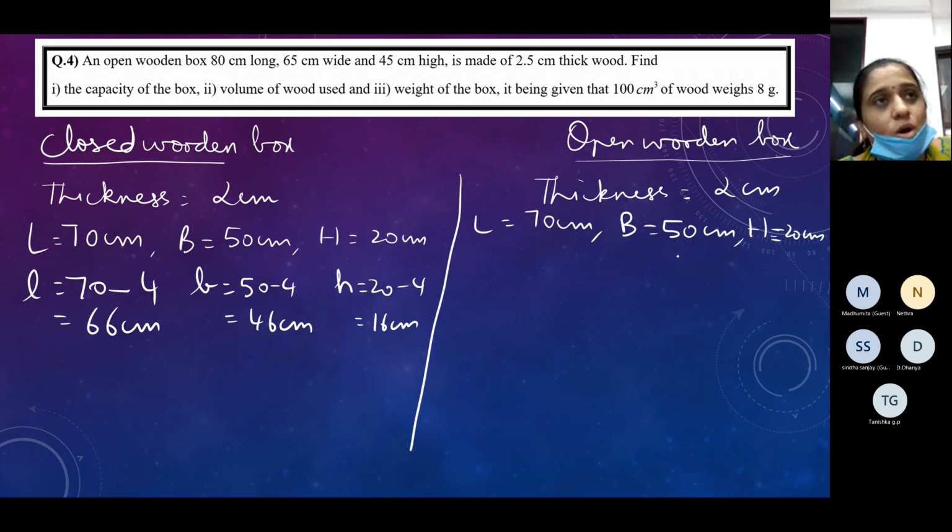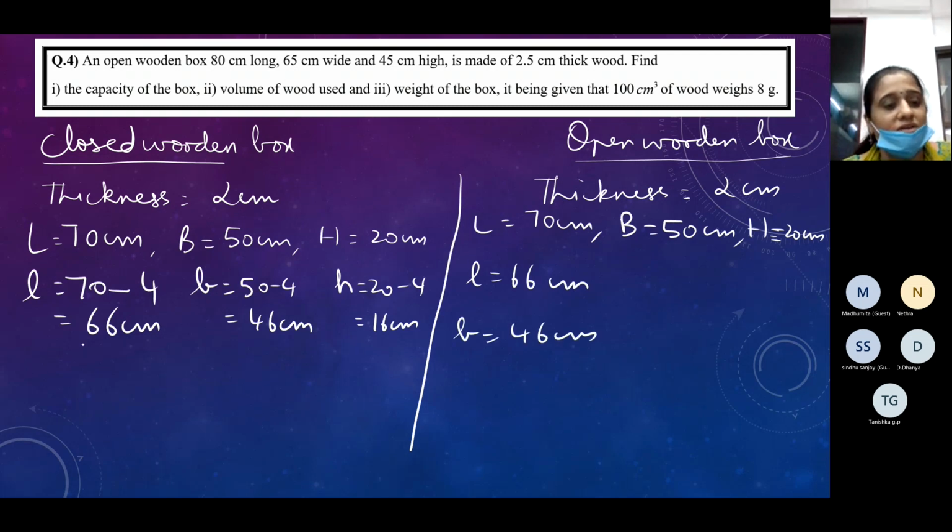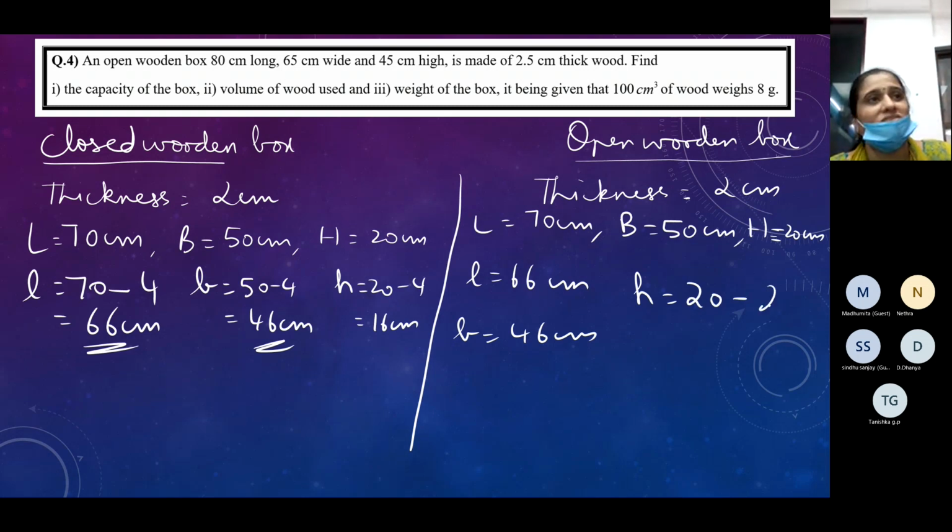In the case of an open box, the height only will be different. The length will be the same, 66 centimeters. Breadth also the same, 46 centimeters. The height will be 18 because only at the bottom you should subtract the thickness. Top is open. So the height will be 20 minus thickness only once, 18 centimeters. Is this understood, children?